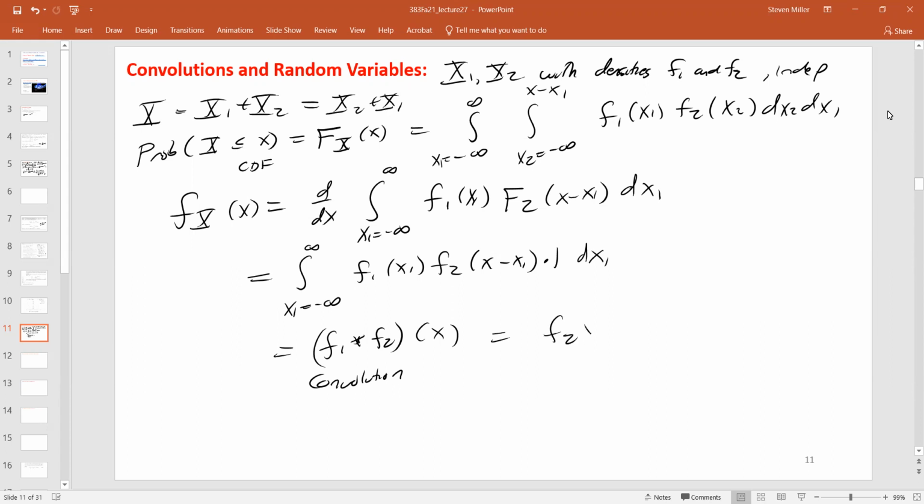But this must be the same as f2 convolved with f1 of x. One way you could see this is, of course, you could just do a change of variables. The other way is to say, well, x1 plus x2 is the same as x2 plus x1, so it follows immediately. So what we've just seen is the density of a sum of two independent random variables is the convolution of the density. This tells us that when we're studying random variables, when we're studying these density functions, convolutions are going to be very important. Have we seen anything that's used convolutions before?